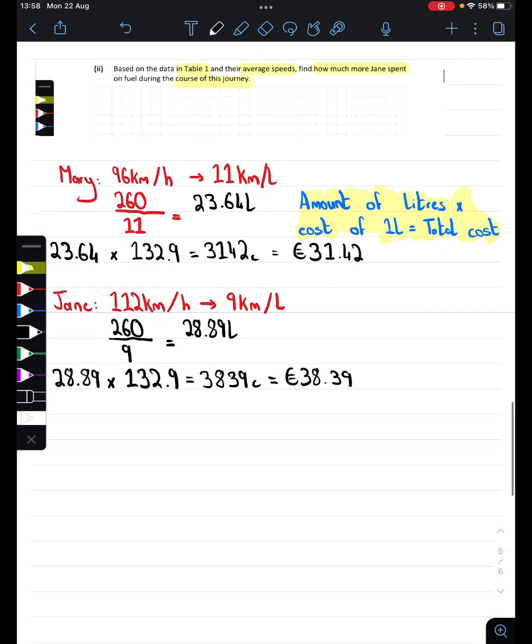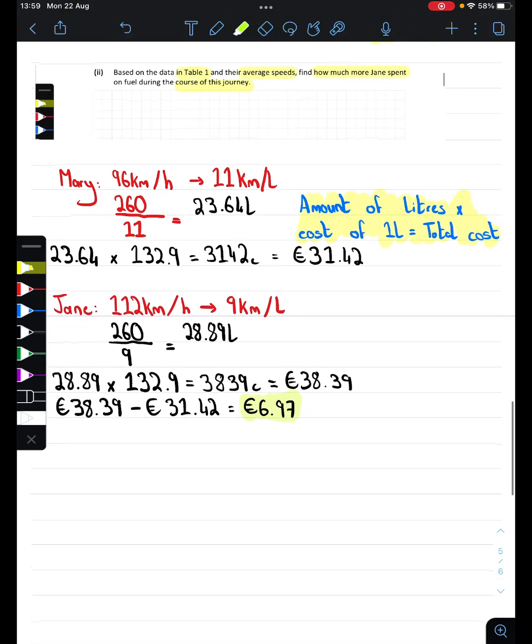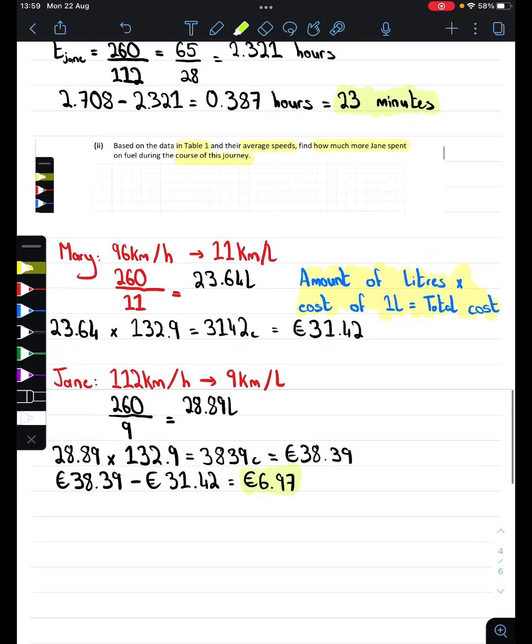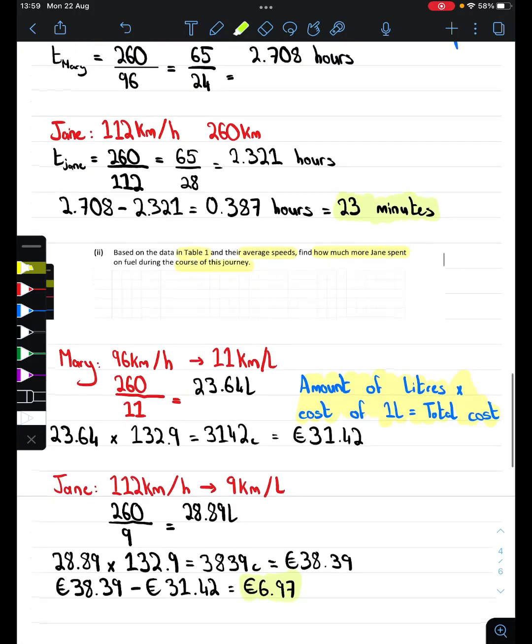So how much more did Jane spend? Well, if we just minus how much each of them spent, 38.39 minus 31.42 is equal to €6 and 97 cent. So Jane spent €6 and 97 cent more on fuel during the course of this journey. So she spent around €7 more, and she saved about 25 minutes in time. So maybe it was worth it, maybe it wasn't. But those are the two answers.